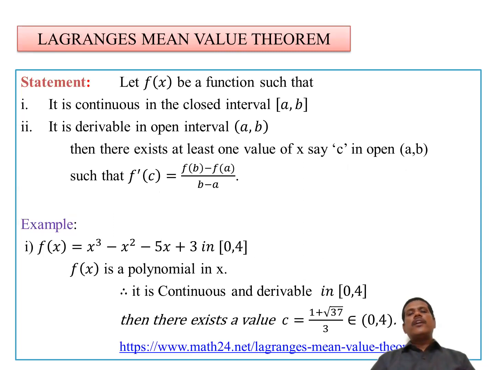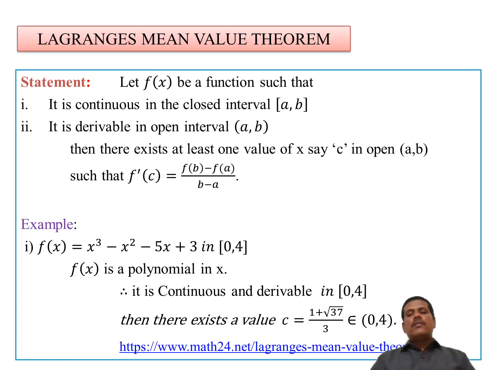Now, Lagrange's mean value theorem states that let f of x be a function which is continuous in the closed interval a comma b, and it is derivable in the open interval a comma b. Then there exists at least one value of x, say c, that belongs to a comma b, such that f dash of c equals f of b minus f of a by b minus a.